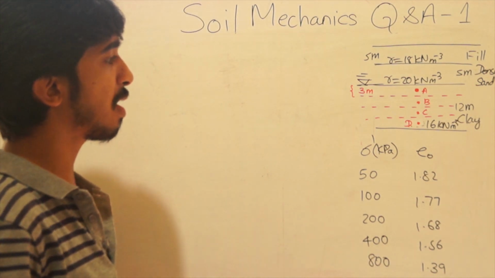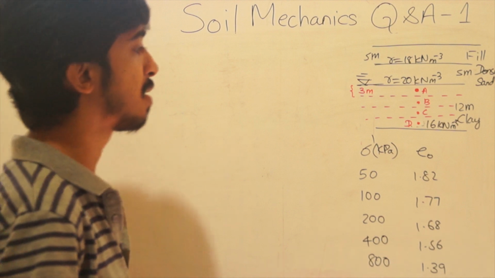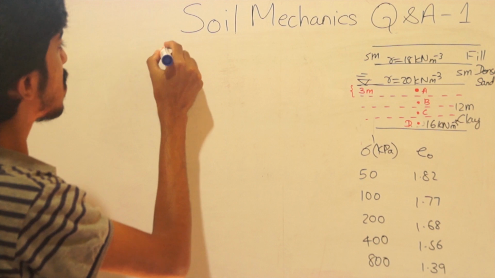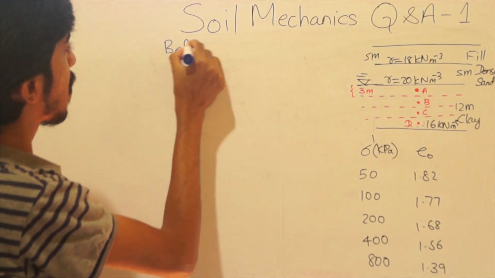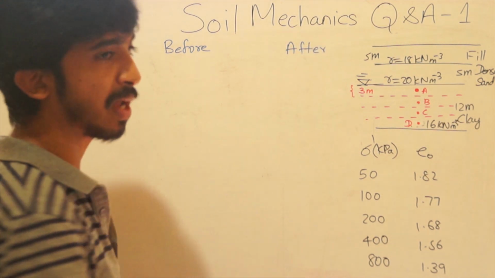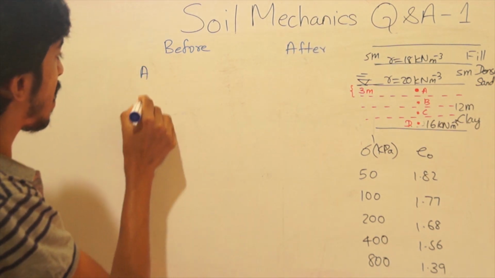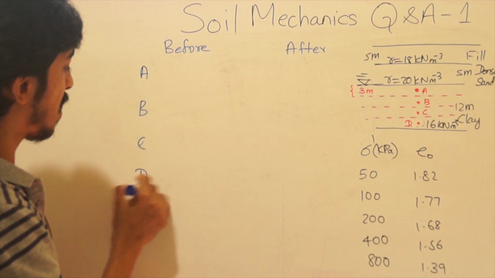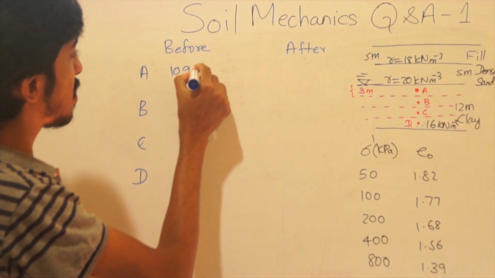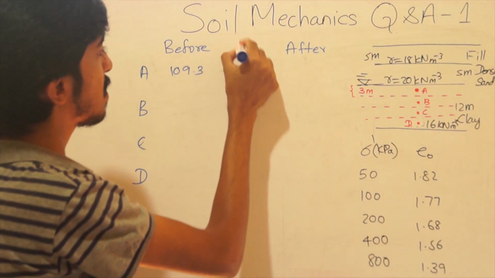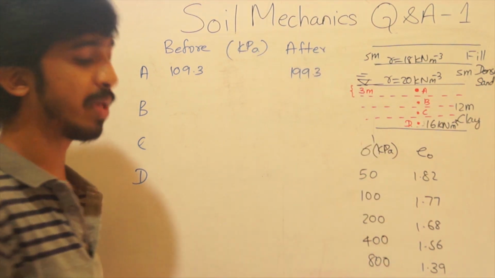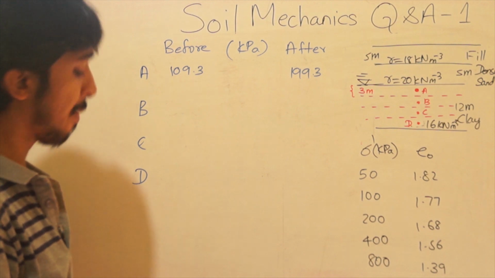So we know when we use the equations, we need the void ratios for each stress. So how to calculate those void ratios? This is before loading and after loading. These are the points A, B, C and D. Before loading, as I calculated earlier, this is 109 kilopascals. The increment would be 90, so 199.3. That is for A.